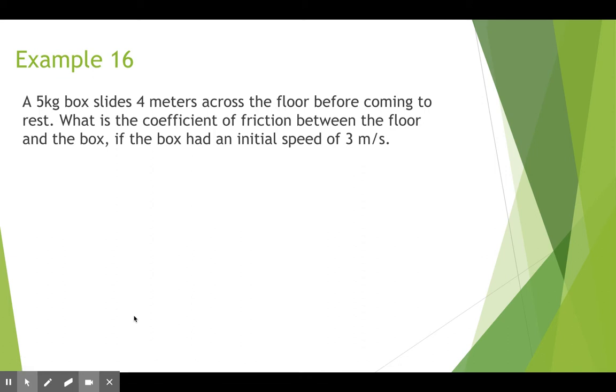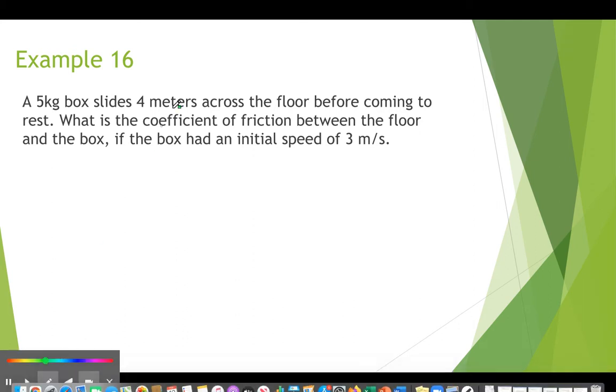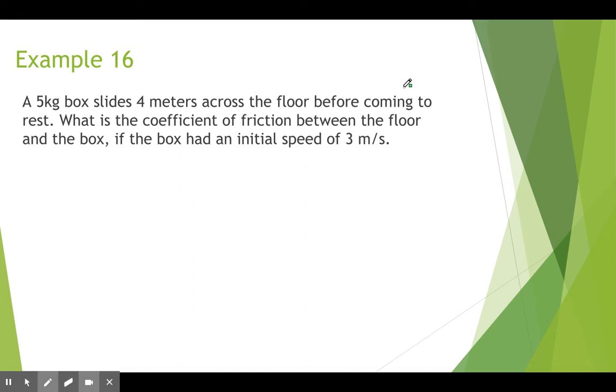We're gonna pick up with example number 16, which is on page 7 of the guided notes document in Classroom. Okay, so in 16 we have a 5 kilogram box that slides 4 meters across the floor before coming to rest. We want to figure out the coefficient of friction between the floor and the box, and we're told that the initial velocity of the object is 3 meters per second.